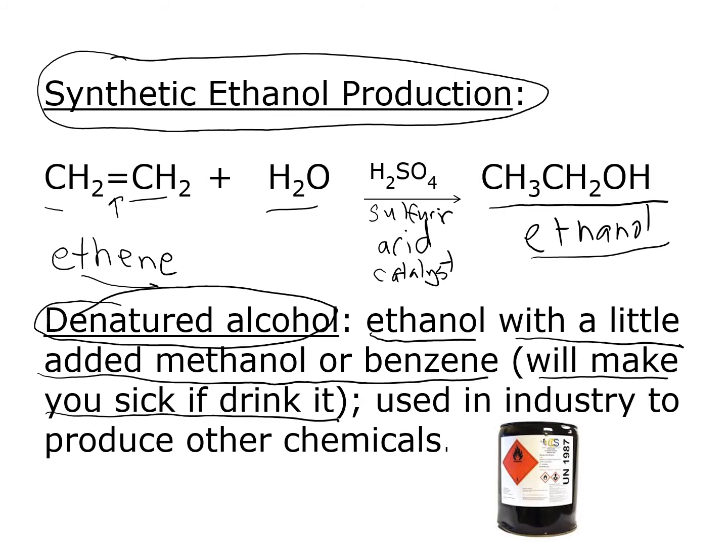Okay? It's used, as I said, in industry to produce other chemicals. So it could be used by the chemical industry, the pharmaceutical industry. A lot of companies use denatured alcohol because it's going to be much cheaper than buying alcohol produced by fermentation. So I used to work for a pharmaceutical company, and we would buy it in these large 55-gallon drums of ethanol. But again, it was denatured alcohol. So if an employee thought, I'm going to take this home and have a party this weekend and mix it with punch, everybody would get sick because methanol and benzene are both toxic compounds. So it's nothing you would want to drink.